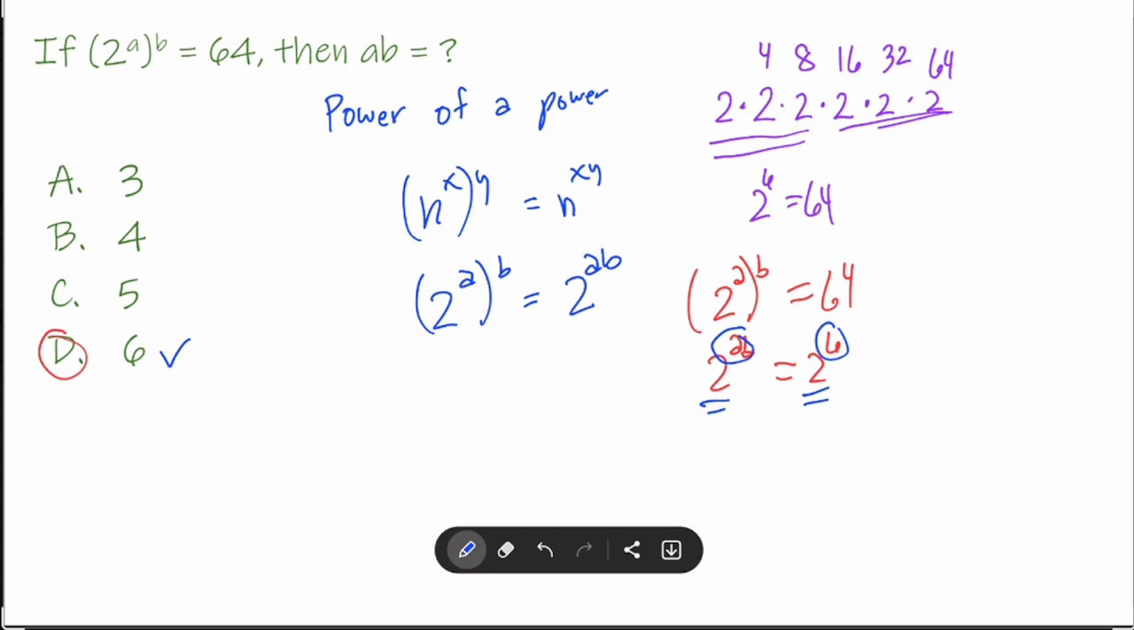We don't know what A is, we don't know what B is, but we are sure that whatever A and B are, the product should be equal to 6.